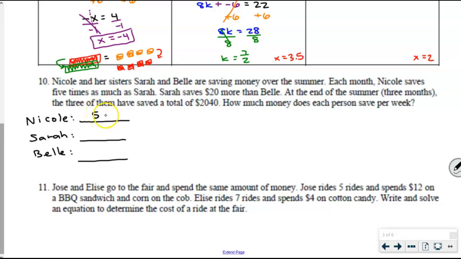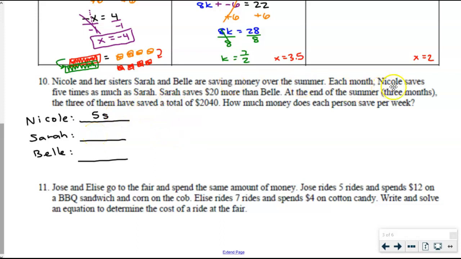5S. Why S? Very good. Nicole saves 5 times as much as Sarah. So, Nicole is 5S. What does that make Sarah then? You could do that, B plus 20, but now look at how many variables I have. So what you're saying is all correct, but have we really solved very many equations with multiple variables? Although this is correct, it's not going to be super helpful, so I want to make an adjustment.